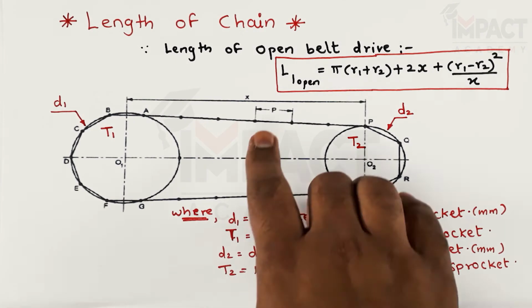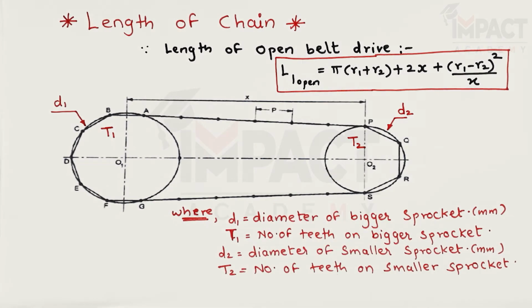Next, X is the center distance between the two sprockets and P indicates the pitch, or the linear distance which is measured from one hinge center to the other hinge center of a chain drive.